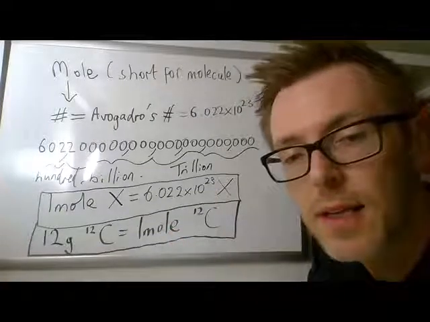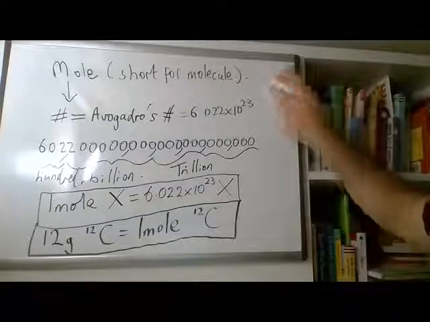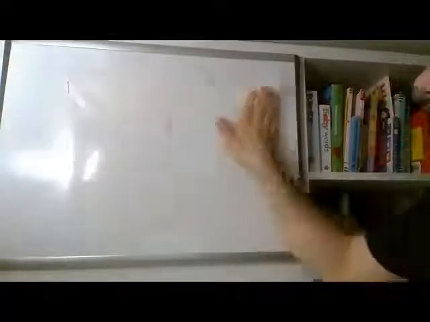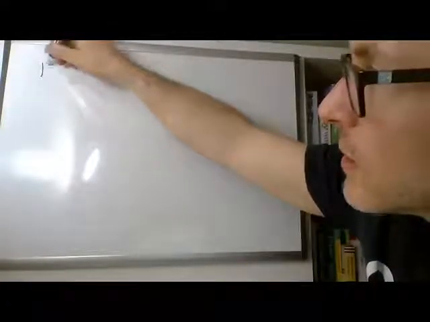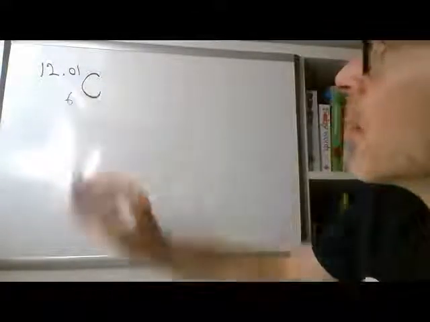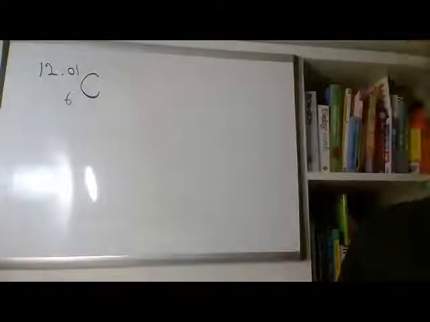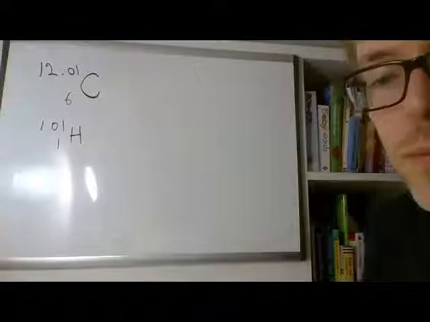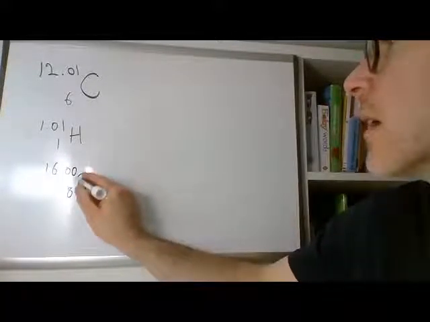Okay, so I'm going to erase this in a second, and then we'll start looking at some examples of specific elements. So let's take a couple of elements. Now I'm not going to write 12, I'm going to write 12.01 because that's how you see it in the periodic table. 12.01, 6, that's carbon. Let's pick another element. 1.011 H. And 16.8 oxygen.